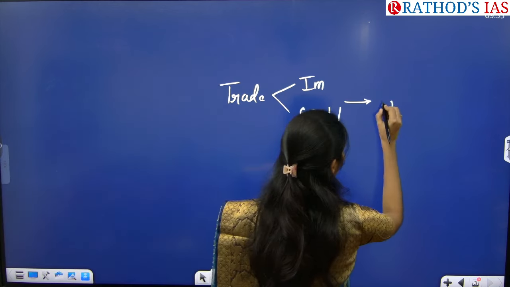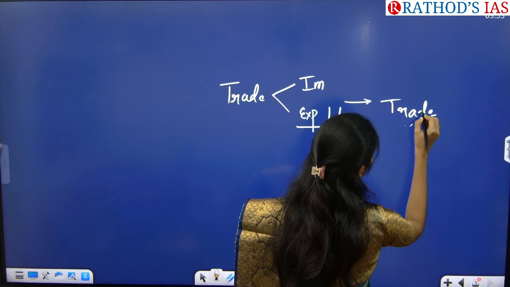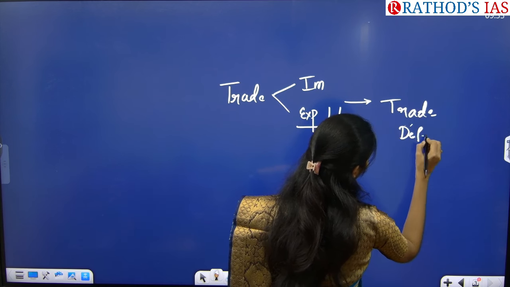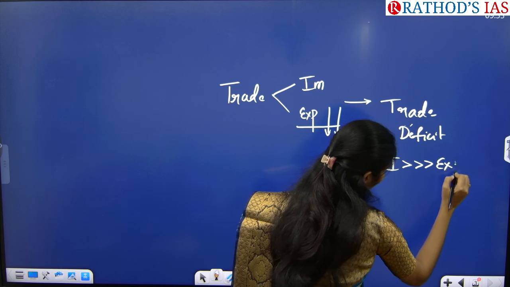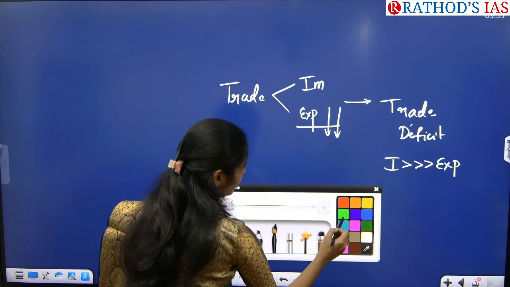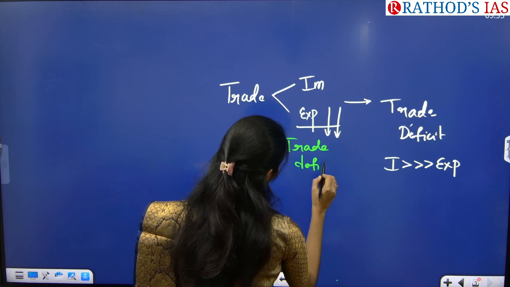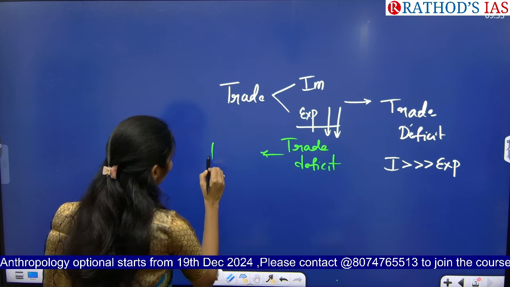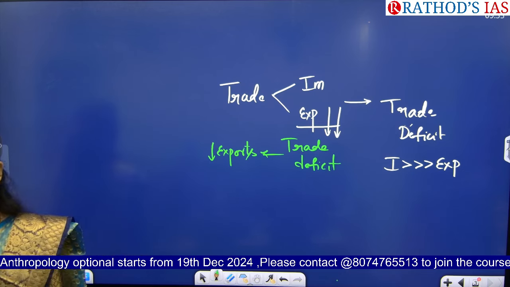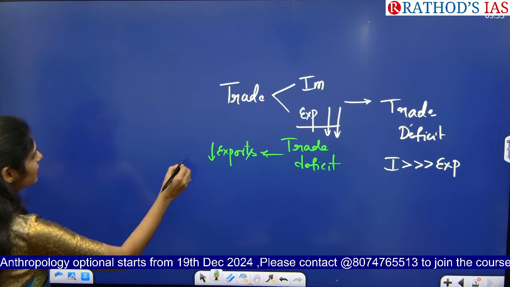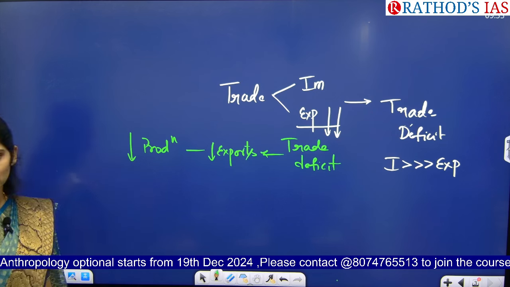Trade deficit. Very good. Trade deficit is a condition where imports are more compared to exports. Tell me what happens in this trade deficit? Whenever there is a decrease in exports, what is the impact? There is a decrease in exports. What will be the impact? Obviously, will production increase or decrease? Production decreases. So whenever production decreases, what happens?